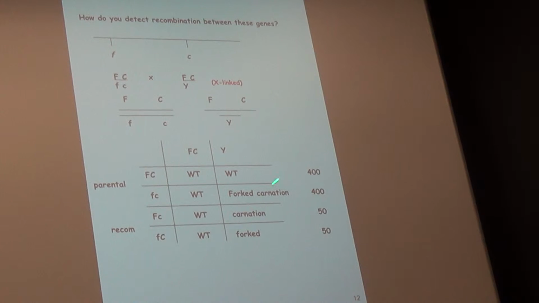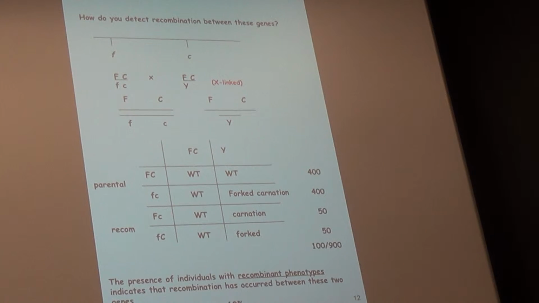When you look at the numbers, you get numbers that are 400, 450. And so based on this, you'll say, okay, here are my recombinant classes, here are my parental classes. It's basically 100 out of 1,000, so it's 10 map units. Distance between genes. Approximately 10%.